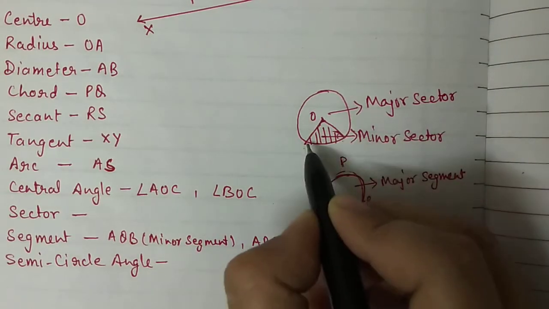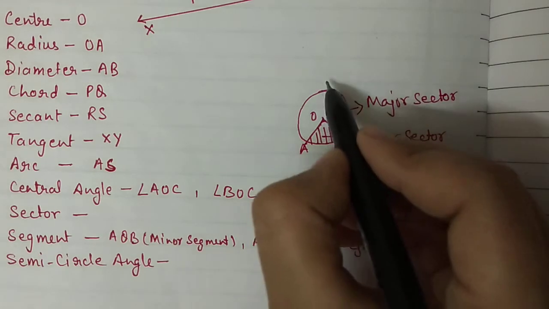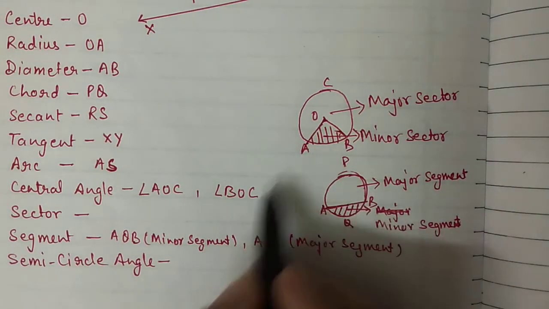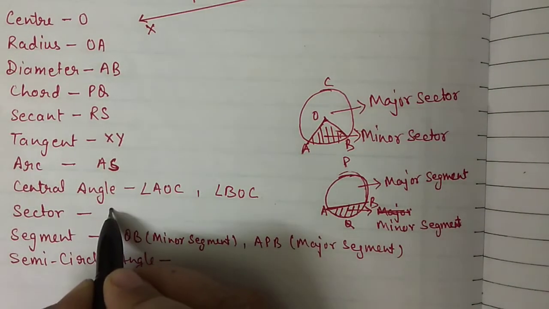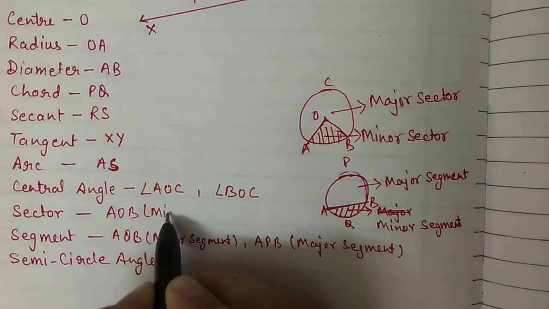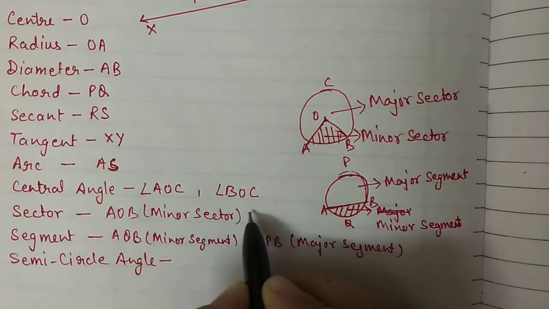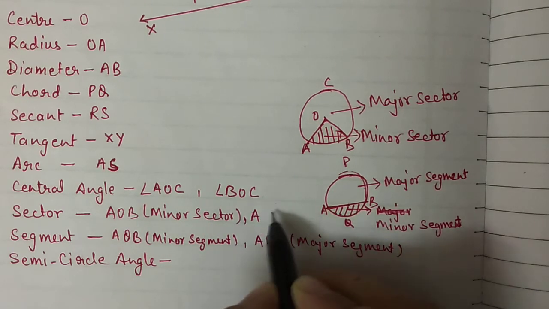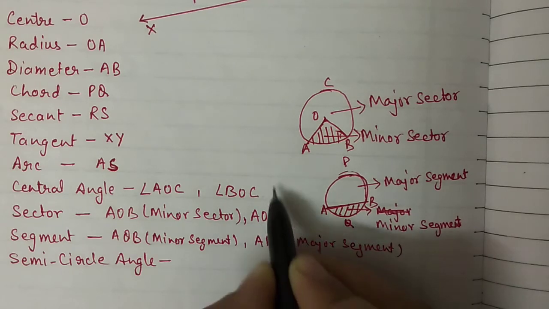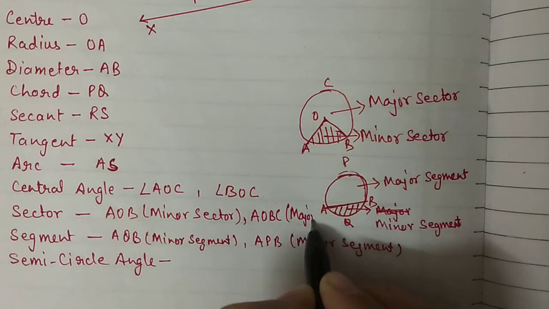So this we can give the name AB, and here somewhere we will write C. So this one, AOB, is the minor sector, and this part, AOB, and here C is also there, that is the major sector.